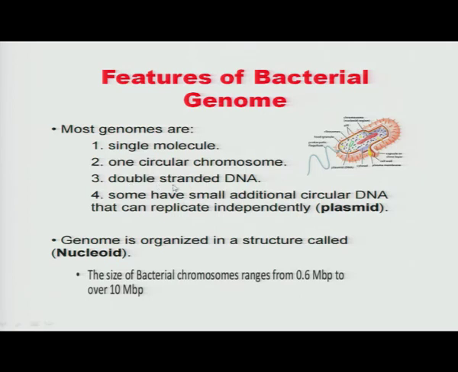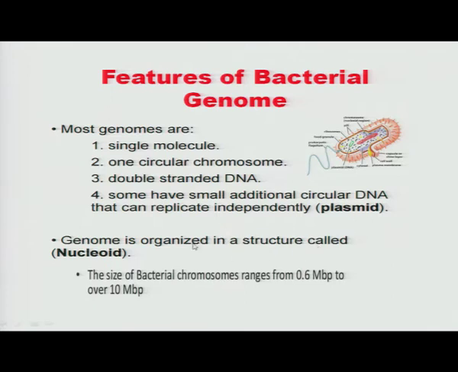The DNA is double stranded. Double stranded means, according to Watson and Crick, DNA has two polynucleotide chains. The same DNA is present in bacteria also. But in the case of a virus, the virus may have single stranded DNA, double stranded DNA, single stranded RNA and double stranded RNA. In bacteria, only double stranded DNA is present, and some additional circular double stranded DNA is also present, which is called plasmid.